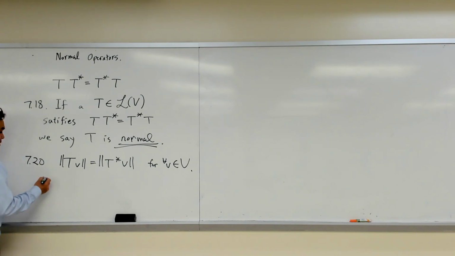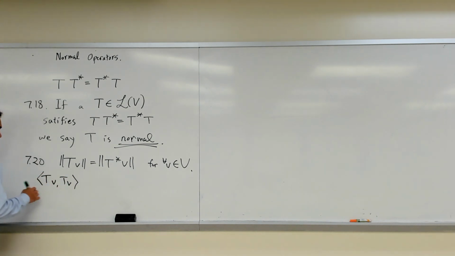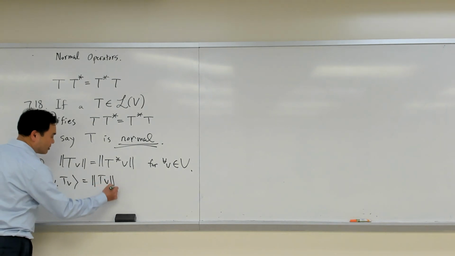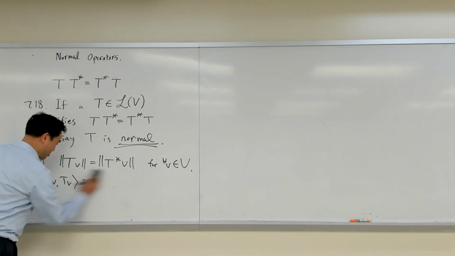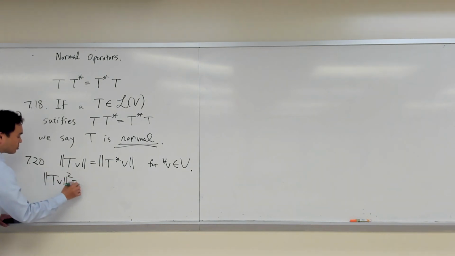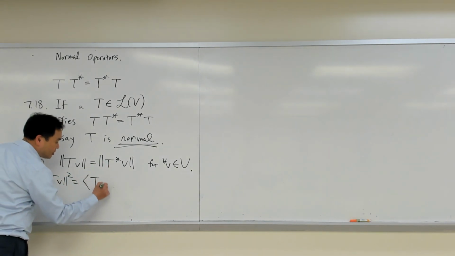So what is ||Tv||? Well, I'm writing this because this is the norm squared of Tv, right? Okay. So let's see why. Maybe I should start with the left side. I want to start with this and show that eventually this is the same as T*v. So I rewrite this as <Tv, Tv>.